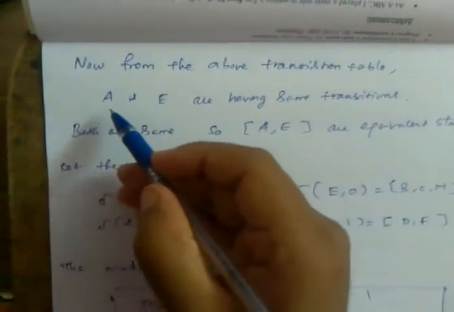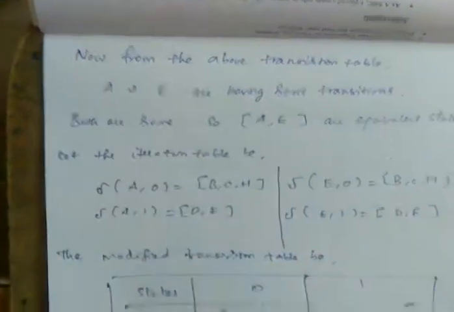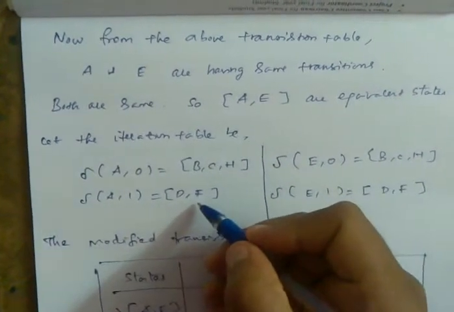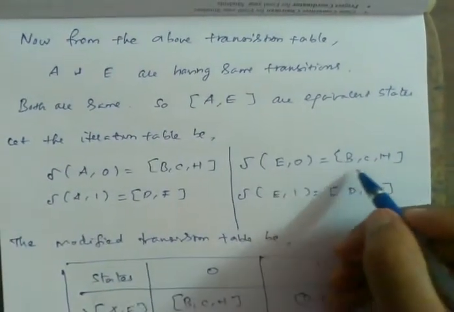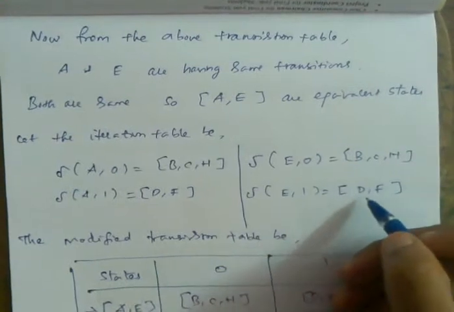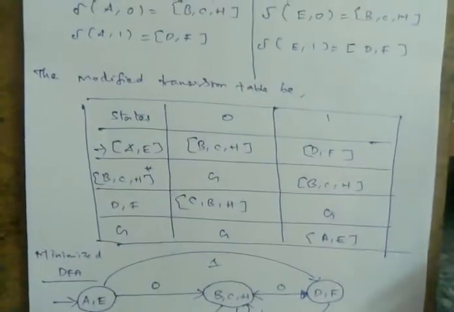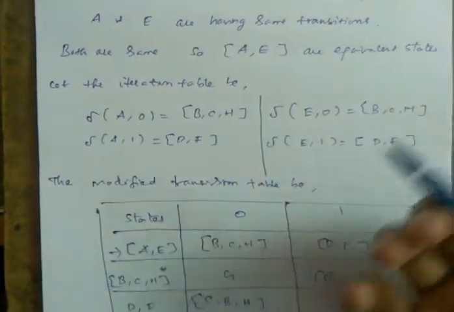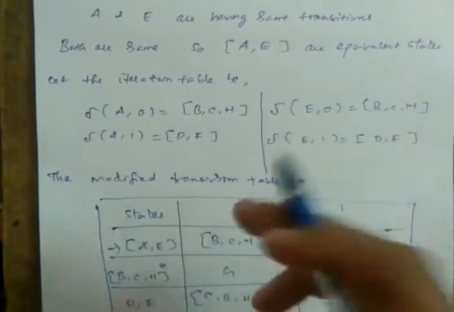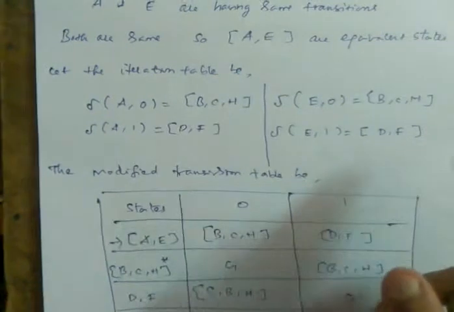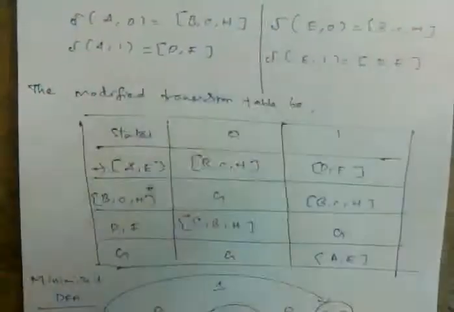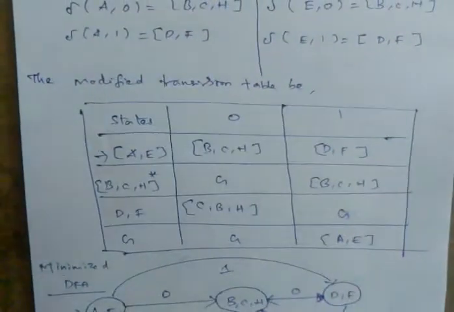Again we find A comma E have the same transitions. So A comma 0 gets BCH, A comma 1 gets DF. Likewise E comma 0 gets BCH and E comma 1 gets DF. So now wherever we find A, we change it as AE. Wherever we find E, change it as AE. Likewise we change and eliminate the redundant part. So for every iteration table we eliminate the redundant part.